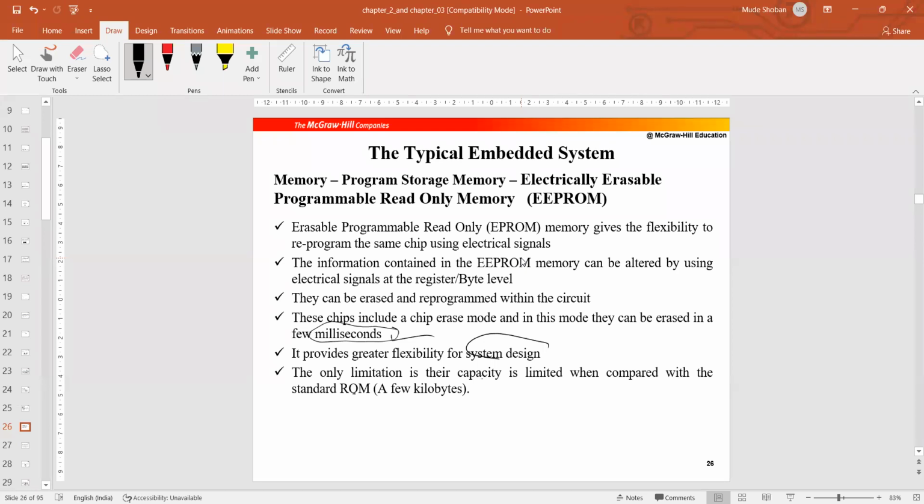They can be erased and reprogrammed within the circuit. So what is meant by reprogrammed? Reprogrammed means, for example, you have loaded some instructions for a particular application, and after that the task is over. For example, just now we discussed EVM, electronic voting machines. If that chip memory is developed with E square PROM, then once the election, every 5 years, comes, we can call it a general election, all over the country will have the election.